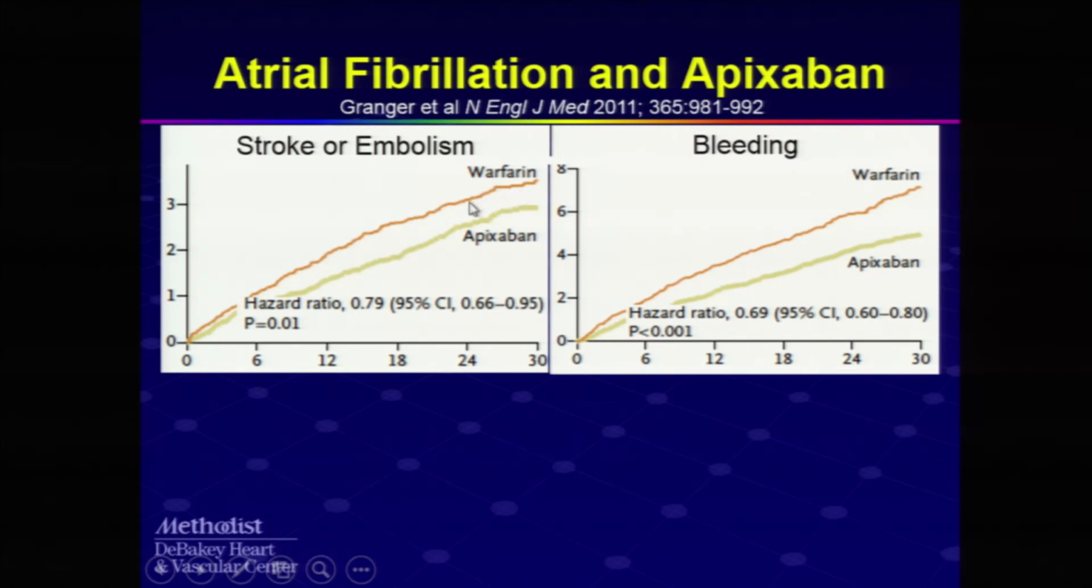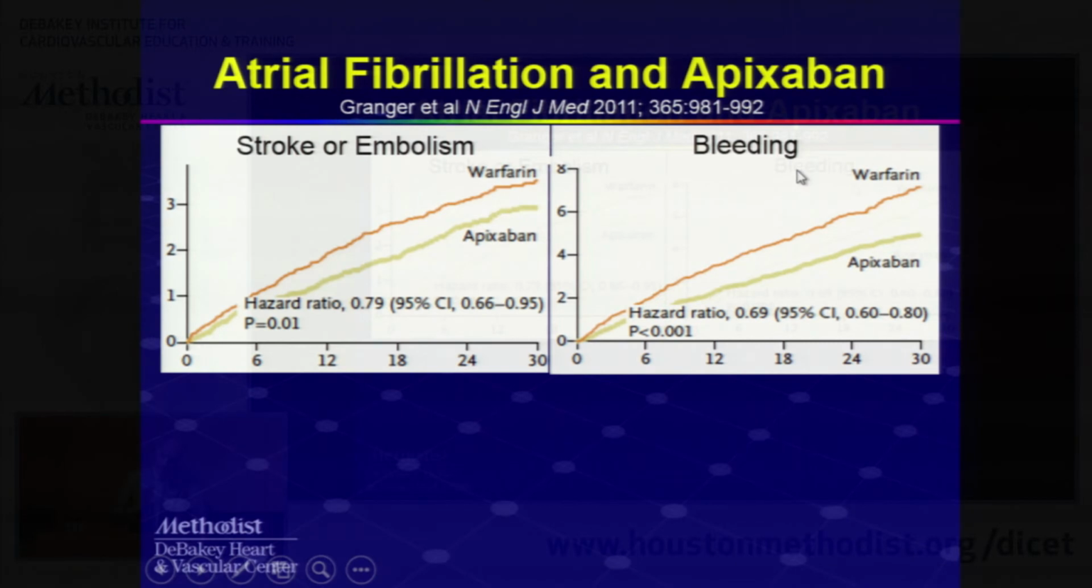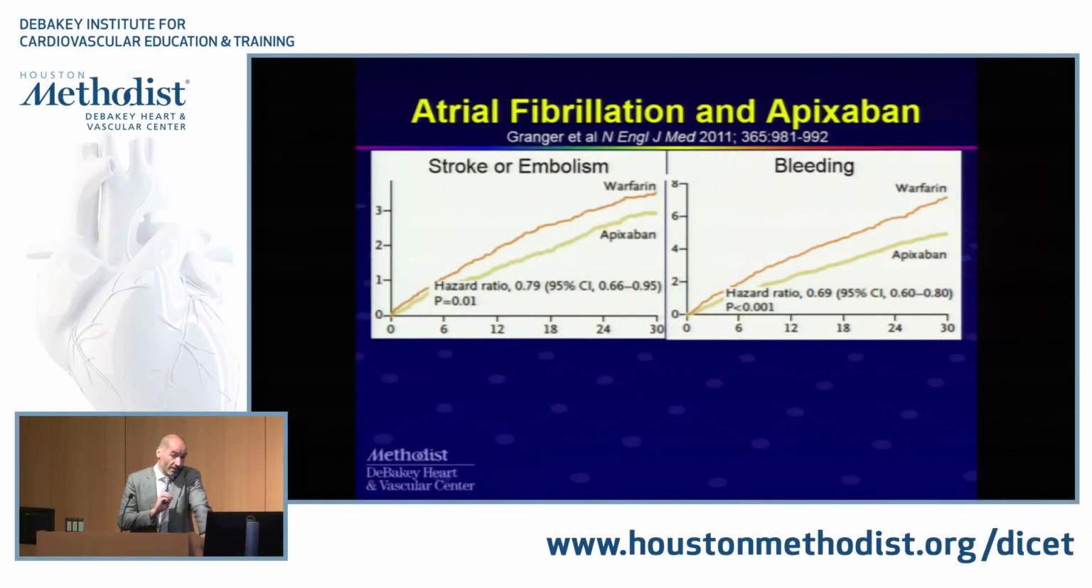It similarly showed decreased stroke or embolism compared to warfarin. Perhaps more impressive was the risk of bleeding. Patients on Apixaban will have a very significantly decreased risk of bleeding compared to warfarin. And in sub-analysis, they actually showed that Apixaban had a rate of bleeding that is identical to that of aspirin alone. So very, very reduced risk of bleeding.